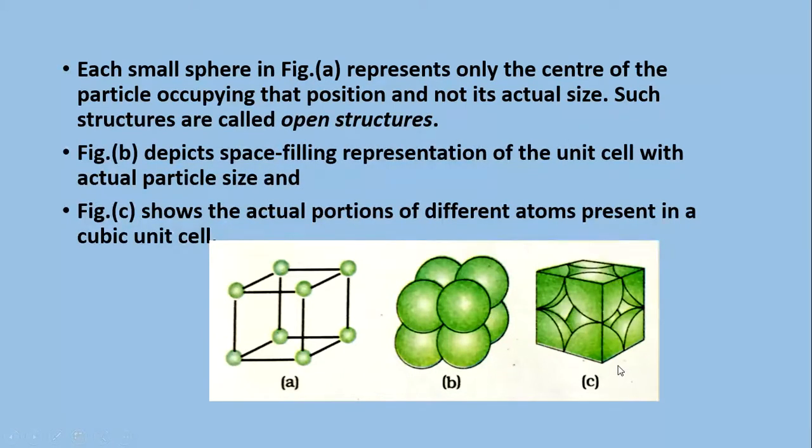Then the third one shows the actual portion of different atoms present in a cubic unit cell. Now you can see here the 1/8 contribution of each constituent particle in a cube. So with this we can understand that these are the different ways we can represent a primitive unit cell.